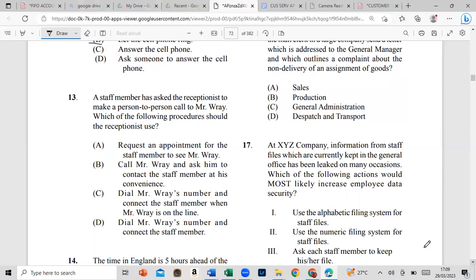And that is C, dial Mr. Ray's number and connect the staff member when Mr. Ray is on the line. So you become the connection. Alright, let's move on to 14.